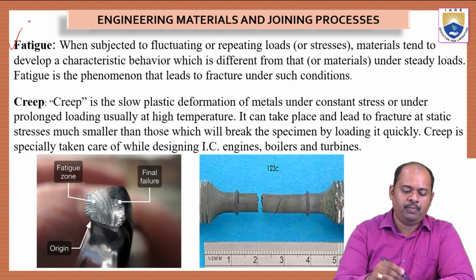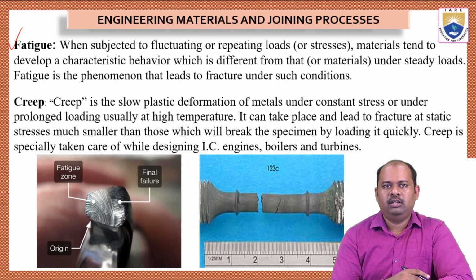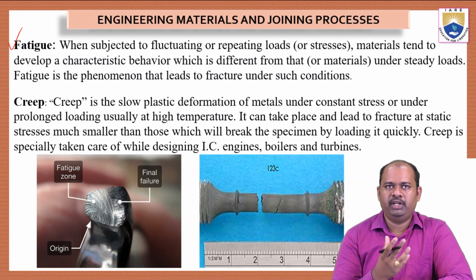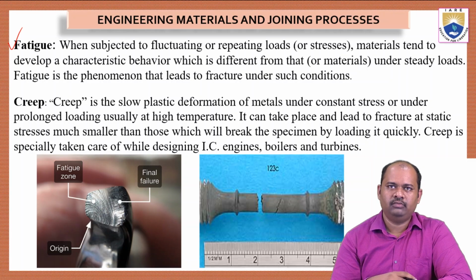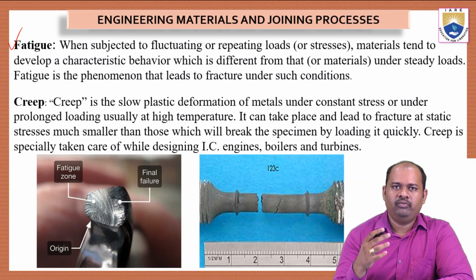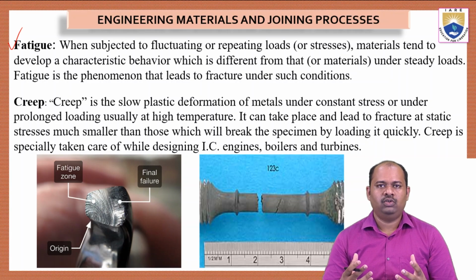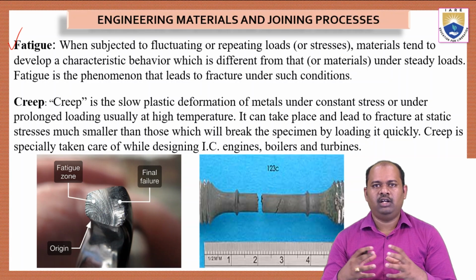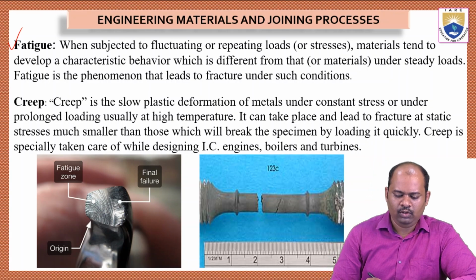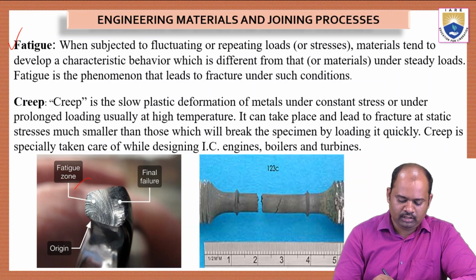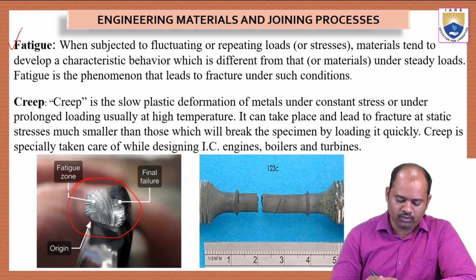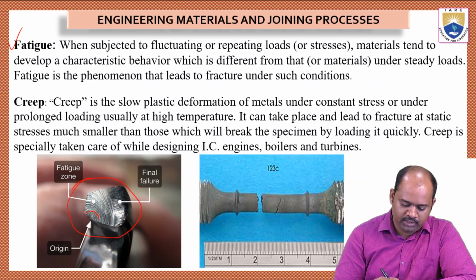And then we have the property fatigue. So fatigue is the property observed in the body when a body is subjected to fluctuating or repeated loads. The material will develop a characteristic behavior which is different from that under steady loads. Okay, so what happens when a body is subjected to repeated loads? Like when we take the example of a continuously revolving turbine. When the turbine is being subjected to some kind of repeated load, we can see the formation of this fatigue zone.